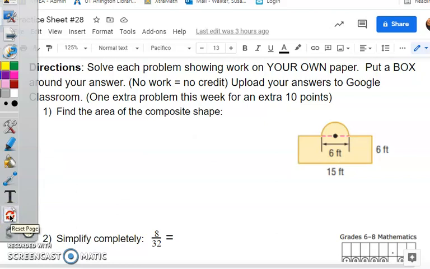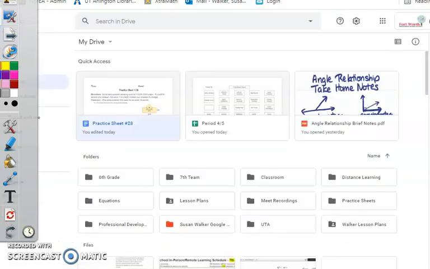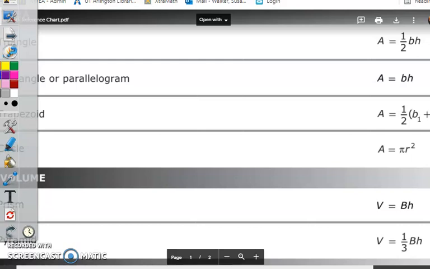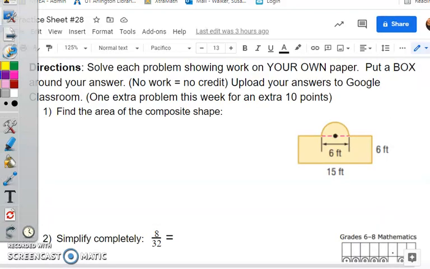Hey guys, we're going to work on practice sheet 28. Make sure you have a formula chart in front of you. Okay, and we're starting with area of composite shape. This one's probably going to take the longest amount of time.